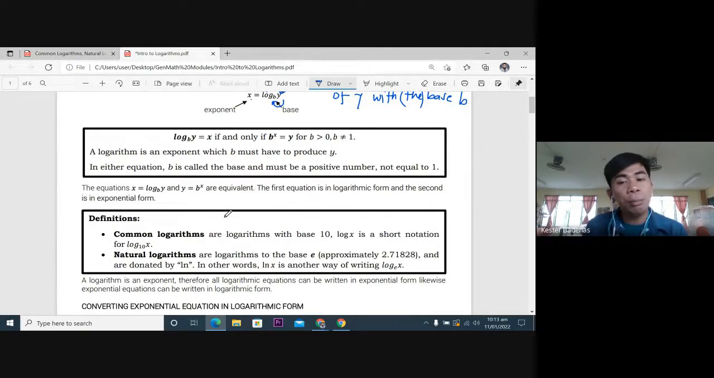Don't forget that. The equations x is equal to logarithm of y with the base b and y is equal to b raised to x are equivalent. Hence, when we have an exponential form of an equation, we can rewrite that to its logarithmic form. And vice versa. If we have a logarithmic form, we can rewrite that to its exponential form.